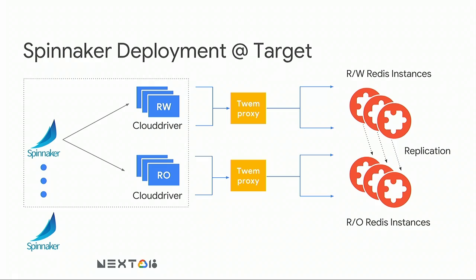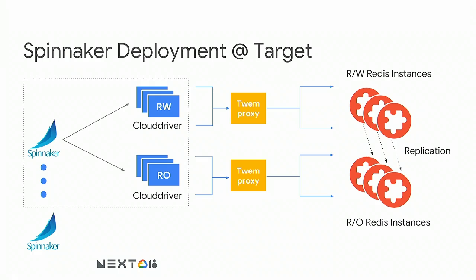So Spinnaker deployment at Target looks something like this. There's a component inside of Spinnaker called Clouddriver that's responsible for talking to the downstream provider APIs. And we run those in both a read-write and a read-only mode. So we have one fleet of Clouddrivers that can make the mutate operations into our infrastructure, and we have another fleet that is purely responsible for gathering the current state of that infrastructure back.